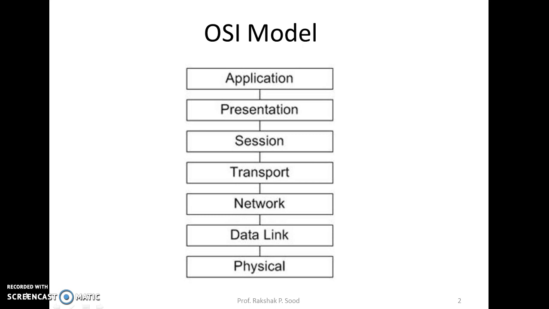The seventh and topmost layer is the application layer, which allows access to the network resources and uses HTTP, Hypertext Transfer Protocol, and HTTPS for browsing applications, SMTP for emailing applications, SNMP for network management applications, and protocols like Telnet for remote login applications.